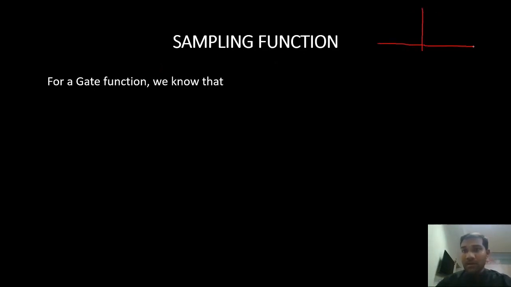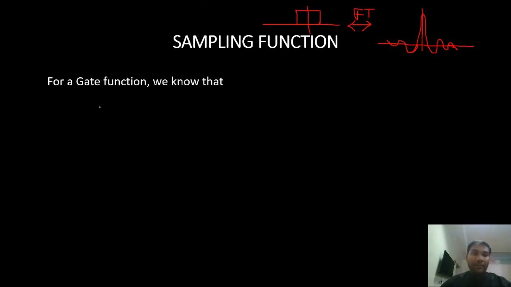Now let us continue finding Fourier transforms for other standard functions. We'll start with the sampling function. The sampling function looks like this, right? This is nothing but the Fourier transform of a rectangular function.